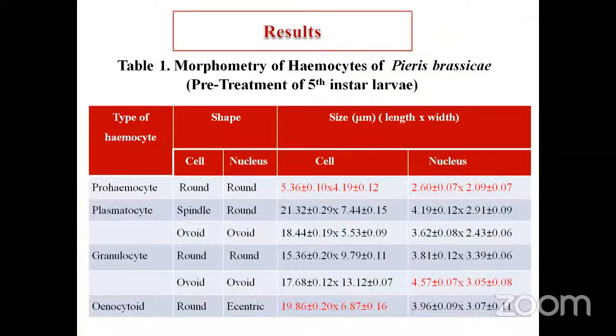Coming to the results, we have observed 4 types of hemocytes: prohemocyte, plasmatocyte, granulocyte, and oenocytoid. Among these cells, prohemocytes are the smallest cells and granulocytes are large cells. Coming to the nucleus, prohemocytes have the smallest nucleus and granulocytes have the largest nucleus.